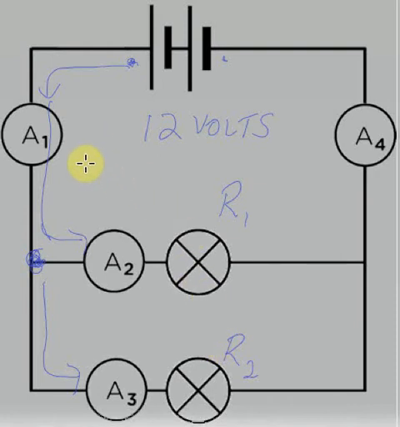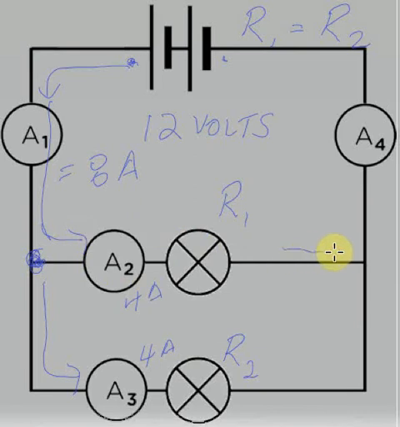So if ammeter 1 reads, for instance, 8 amps, if I know that R1 and R2 are equal in resistance, so if R1 is equal to R2, that means each one has the same amount of resistance, and 4 amps will end up running through this resistor, and 4 amps will run through this resistor here.